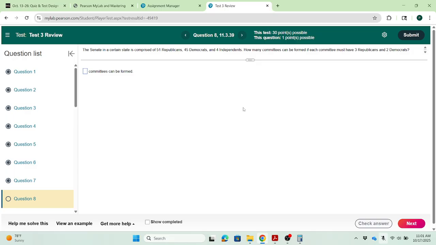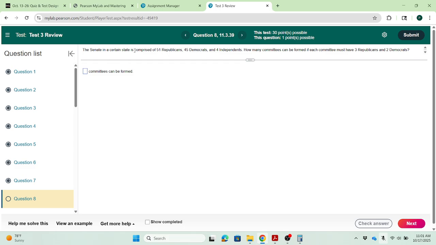The Senate in a certain state is comprised of 51 Republicans, 45 Democrats, and 4 independents. How many committees can be formed if each committee must have 3 Republicans and 2 Democrats? So each committee must have 3 Republicans and 2 Democrats.